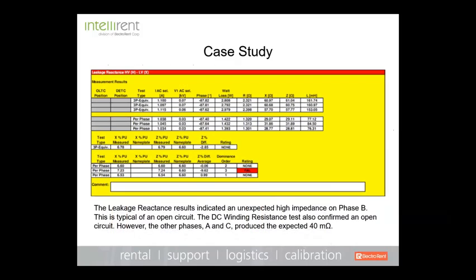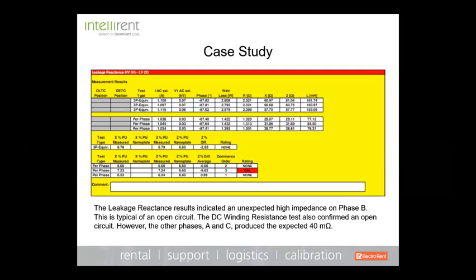So the next test was the leakage reactance test, and here's what the results told us. And you can see here that our three-phase equivalent, and again, this is what I was alluding to, had less than 3% delta on the three-phase equivalent. Well, of course, that test passed. However, if we look at the per phase, we had a delta of 9.62% on one of the phases, on phase B. And this is typical of an open circuit.